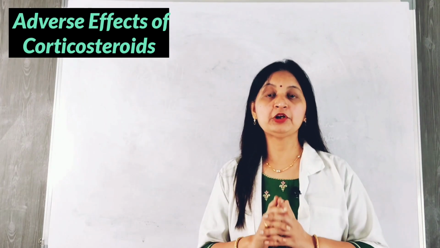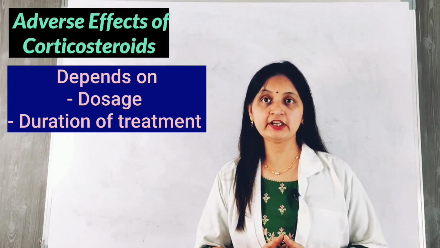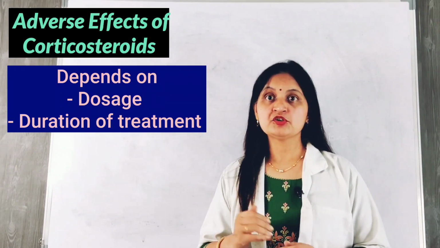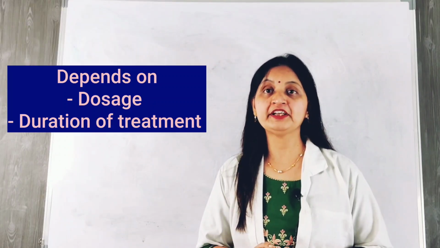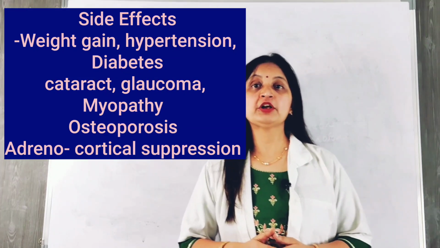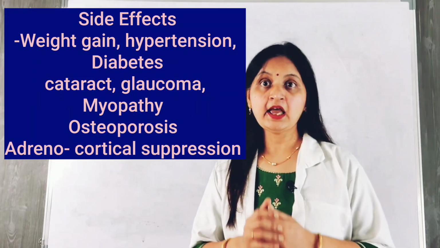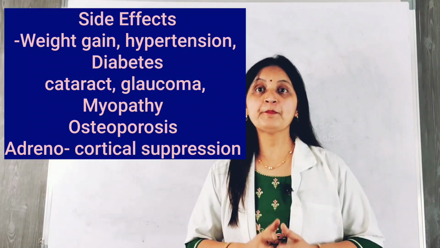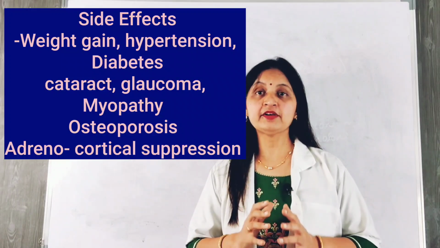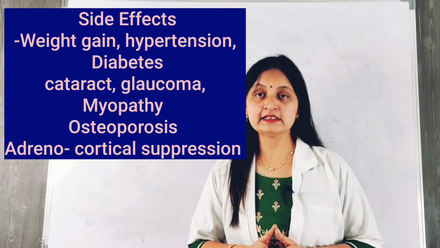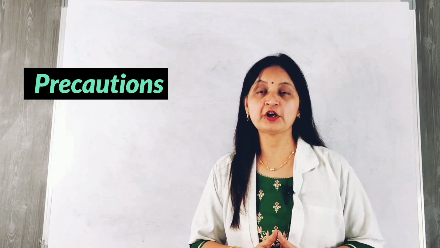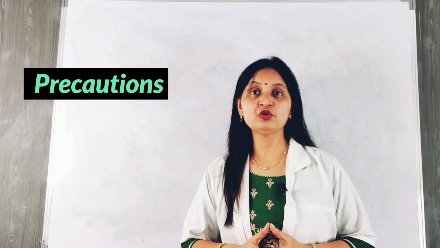It is to be kept in mind that long-term use of oral glucocorticoids is associated with side effects, and this is related to dosage and duration of treatment. So the more the dosage, the more the duration of treatment, the more is the likelihood for side effects. The side effects that are associated with chronic use of glucocorticoids are weight gain, hypertension, precipitation of diabetes, precipitation of glaucoma, myopathy, osteoporosis, psychiatric disorders, suppression of adrenocortical axis. So these are some of the side effects that are associated with chronic use of oral glucocorticoids, and therefore glucocorticoids should be used with caution.